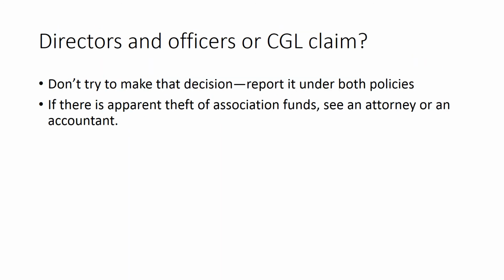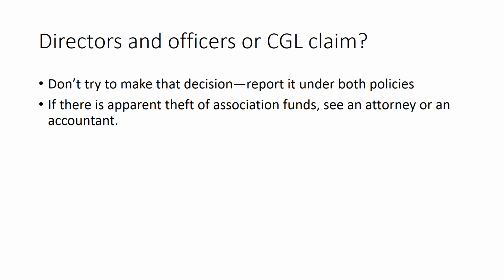Now, in the case of a directors and officers or CGL claim, you may say, which is it? Don't try to make the decision. Report it under both policies. Let the insurance company or companies decide whether to treat it as a D&O or a CGL claim. Don't make that decision yourself.